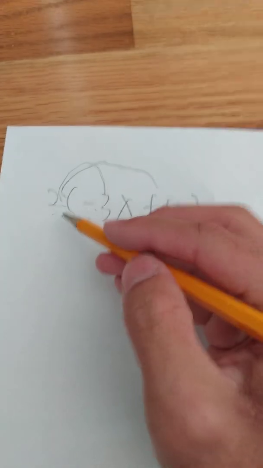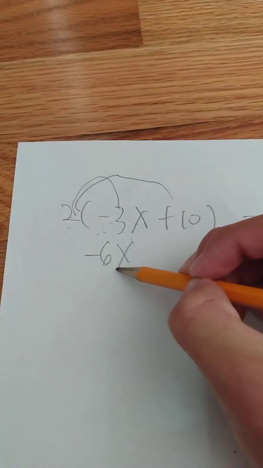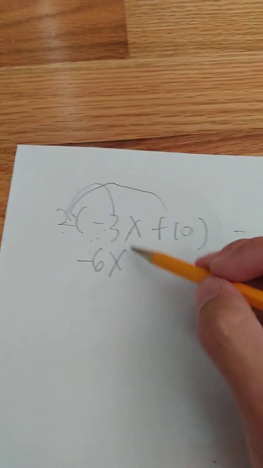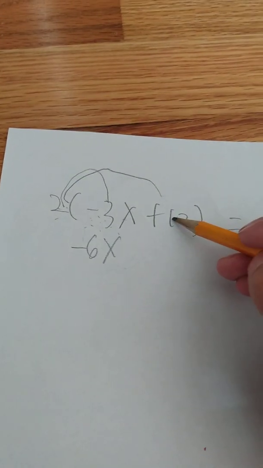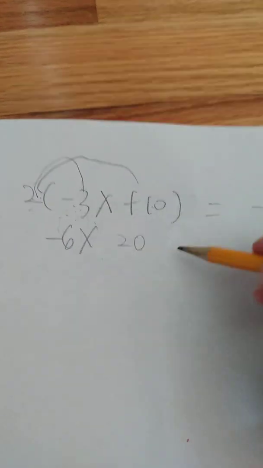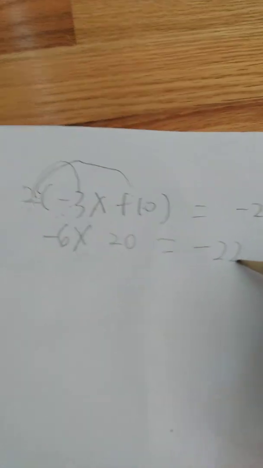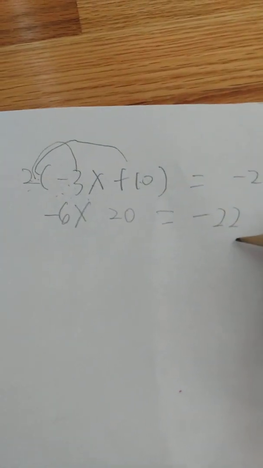So 2 multiplied by negative 3, that will be a negative 6x. Then we have to do 2 multiply that by 10. That would be 20. We rewrite the problem. Okay, so we wrote the problem.